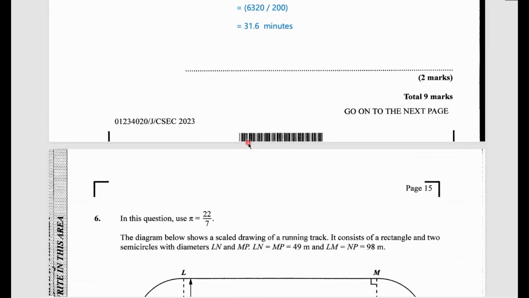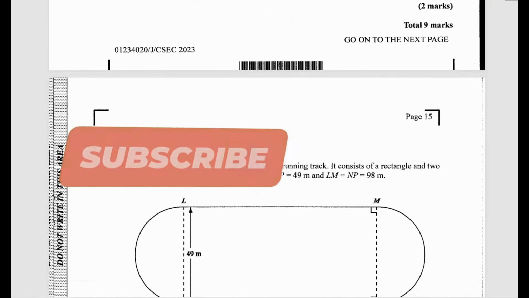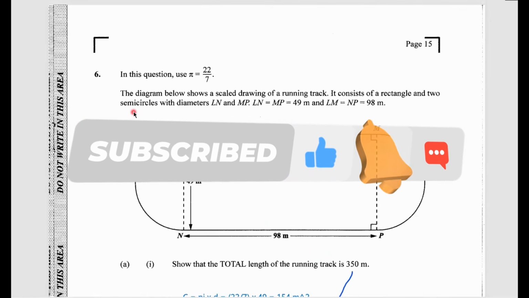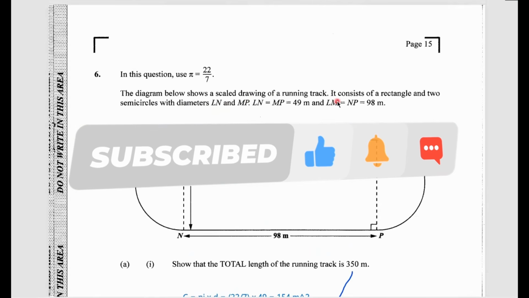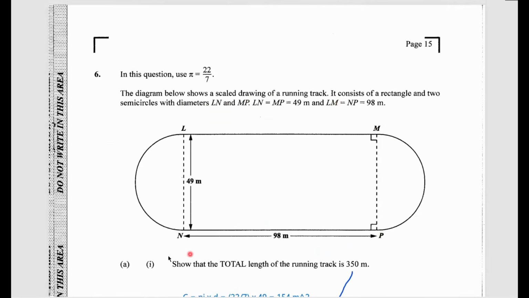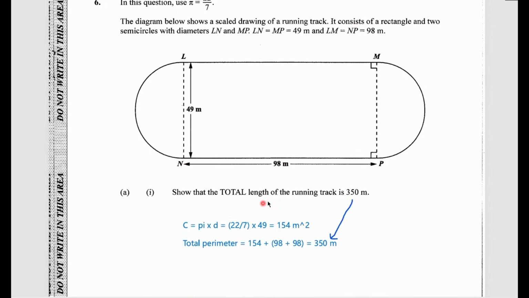Cool. So that question took a little time, but we got through, right? Number 6. Diagram below shows a scale drawing of a running track. So it has a rectangle, 2 semicircles, right? You got LN and MP. LN equal to MP, which is 49 meters. LM equal to NP, which is 98. They say show that the total length of the running track is 350.